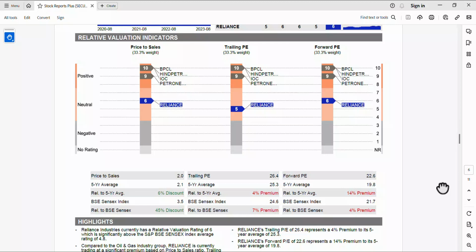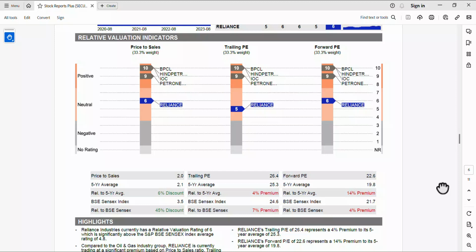Look at the 5-year average. It was 25.3. Again, it is trading at a 4% premium compared to its average. And if we look at the Sensex, the Sensex is trading at 24.6, so 7% premium. So when we look at the trailing P ratio, the stock looks to be slightly expensive.